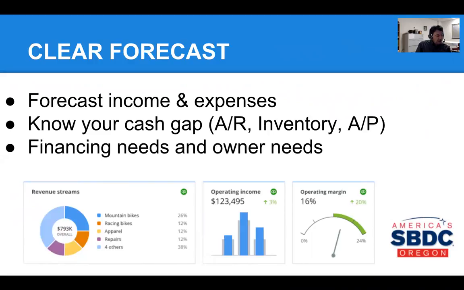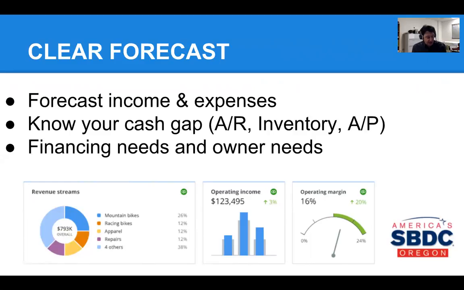And then you also need to think about your financing needs, your loan payments, and in some cases you need to think of what you need to live on. You might need to take a certain amount of money out of your business every month so you can pay for your living expenses, and that's something that you're going to want to put into your forecast.